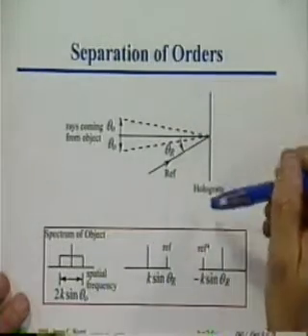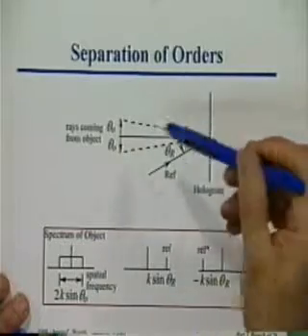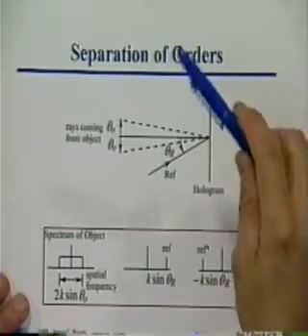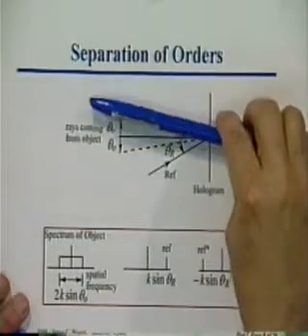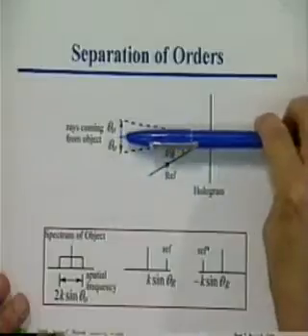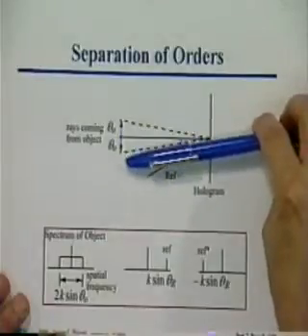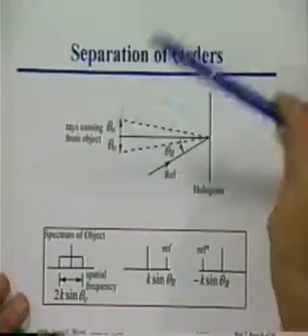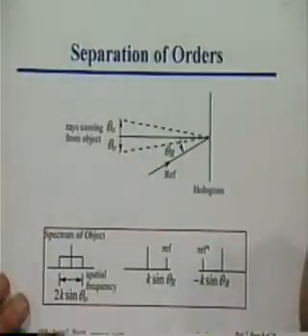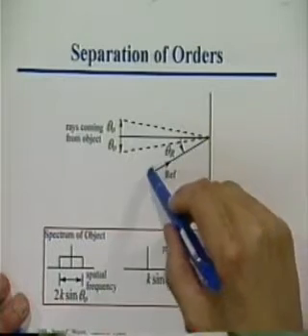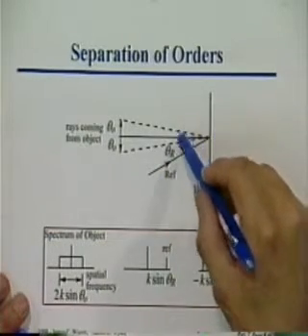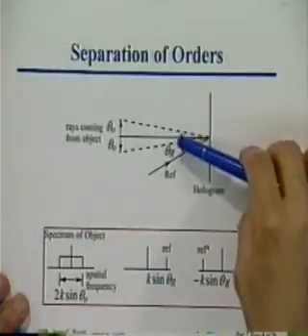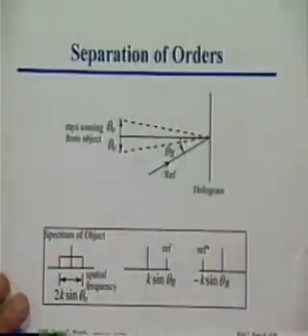So let's say we're making a hologram here, and we have some object in space, and I'm going to say that the angles of the light coming from the object range from minus theta naught to plus theta naught. So the range is over an angle of 2 theta naught. Okay? And I'm going to bring in a reference beam at some angle theta sub r. And our question is, how large does theta sub r have to be to separate the orders?